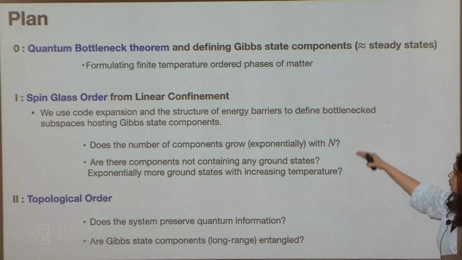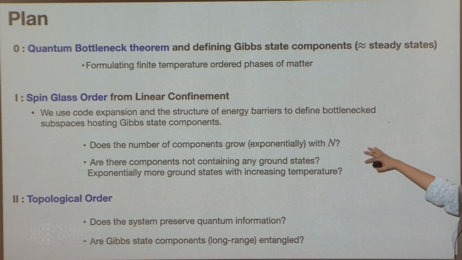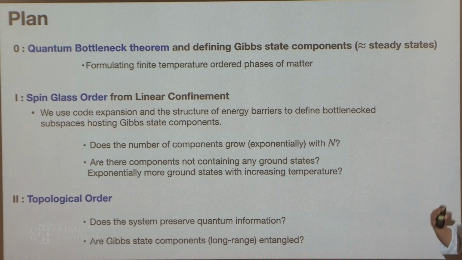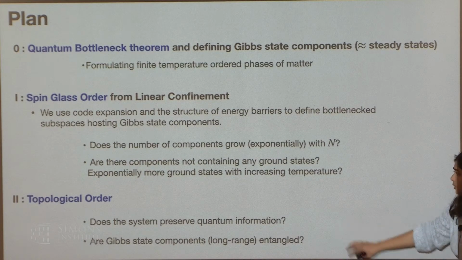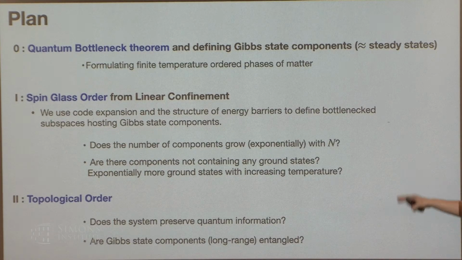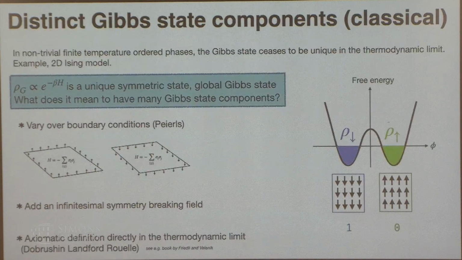And then I can ask, how does the counting of the number of components behave? Are there components at finite energy density? And finally, I'll talk about the nature of the Gibbs states themselves. Okay? Good. So let's go back to how we talk about distinct Gibbs state components, okay, and let's just talk about classical physics for a moment.